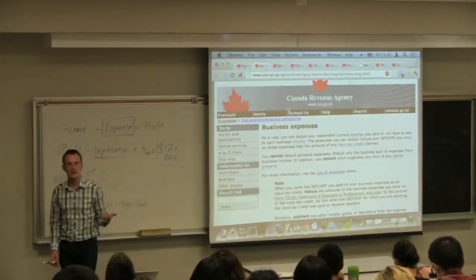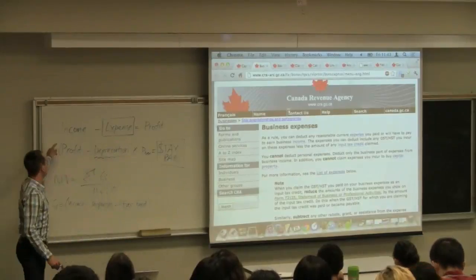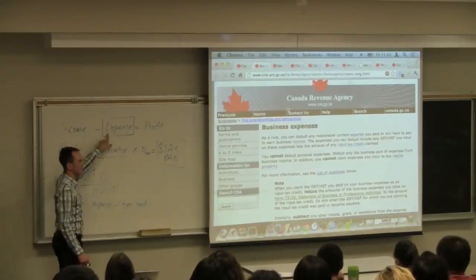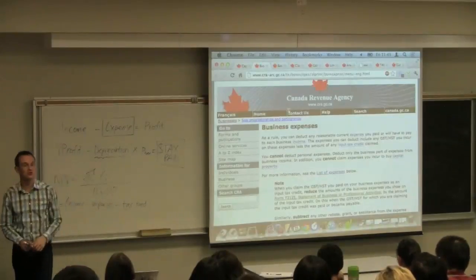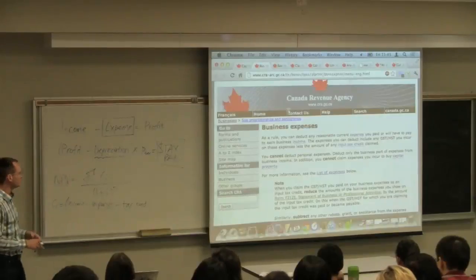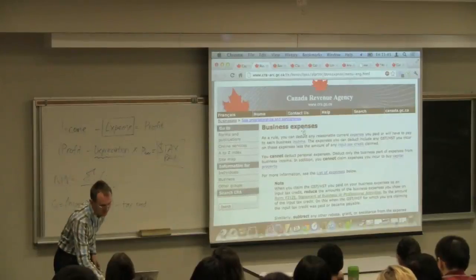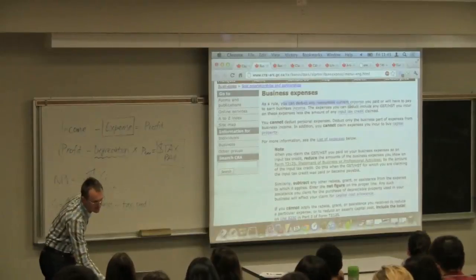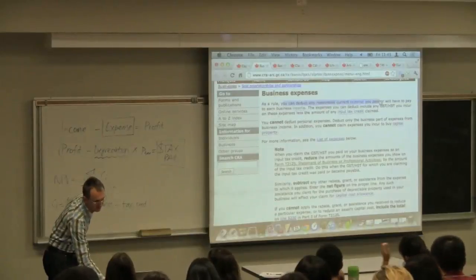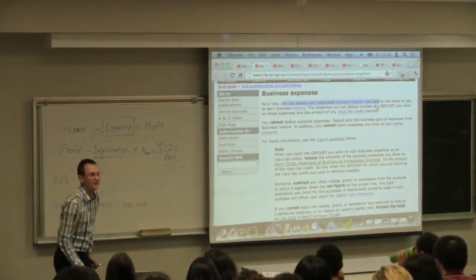So there's several ways you can pay less tax. You can earn less income, you pay less tax. You can have more expenses, you pay less tax. And you can have greater amount of depreciation. So what is allowable? As a business expense, CRA says you can, as a rule, deduct any reasonable current expense you pay or will have to pay to earn your income as your corporation.